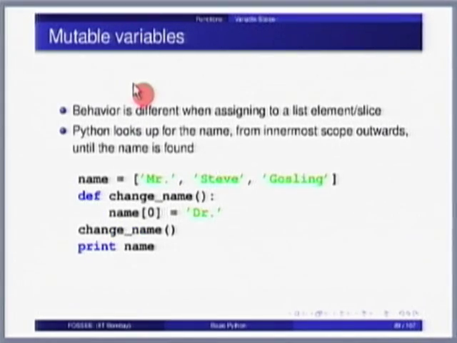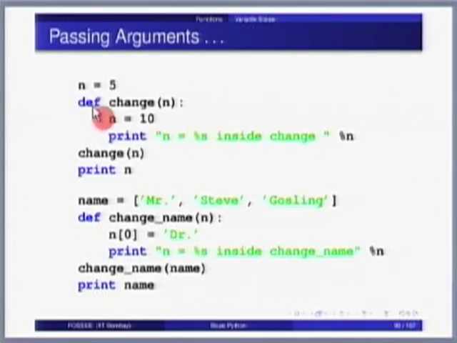Now, here is another example of what I was talking about, names, about mutable quantities. So, what happens here is, name is Mr. Steve Gosling. Okay? If I say def change name, name 0 is doctor, it will actually change Mr. to doctor. Similarly, if I say n is 5, change n, n is 10, this n will be 10, but outside, the n will be 5, because this creates a local variable, and over here it is actually changing this, because name is not defined anywhere inside the function, it will look on the outside.